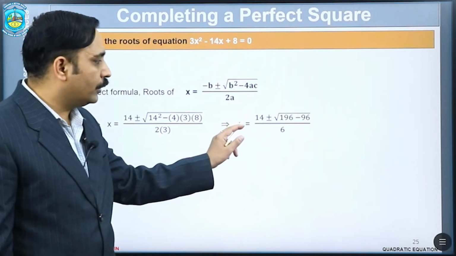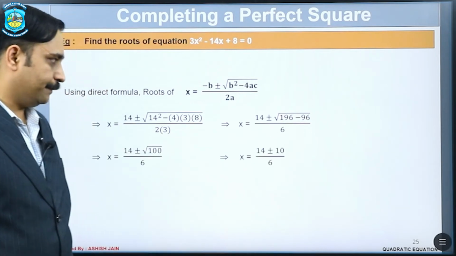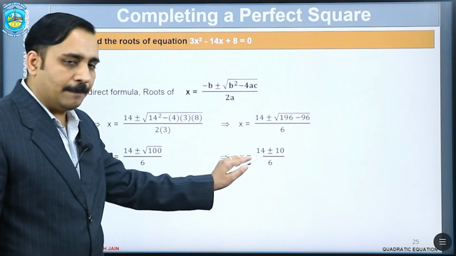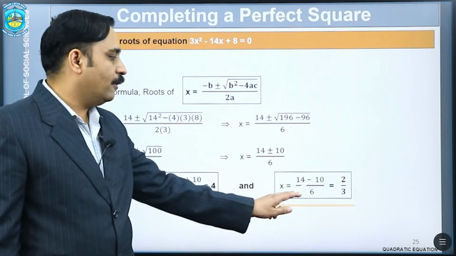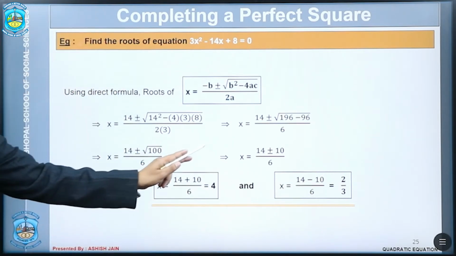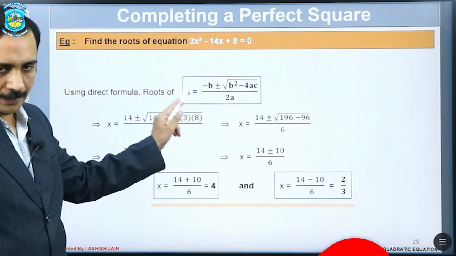So we have 14 plus minus under root of 196 minus 96 upon 6, which is 14 plus minus 10 by 6. Taking the plus sign, we have the value of x as 4. Taking the minus sign, we have the value of x as 2 by 3. Hence, we have two roots. First is 4, second is 2 upon 3. This is a direct method in which we use this formula.